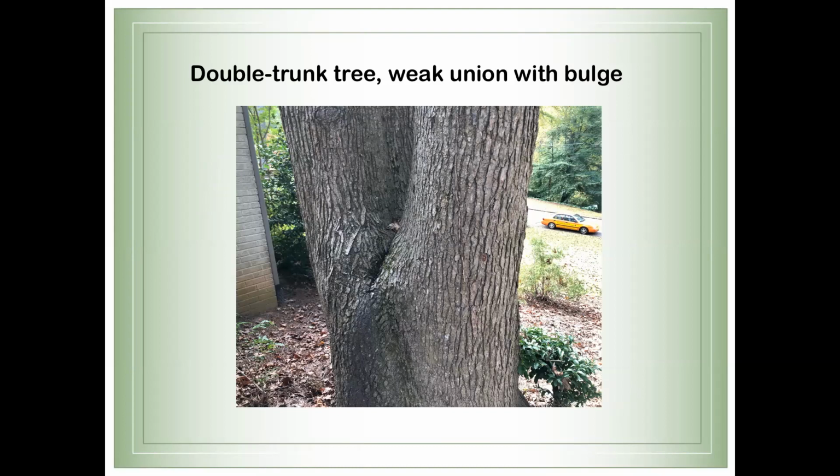Another codominant trunk, and there's the bulge right there. It's probably got included bark, a layer of bark going straight down, and so you can see a little bit of bulge. I've seen them really big, and sometimes I see them really flat. The flat ones are much better than the ones that protrude.